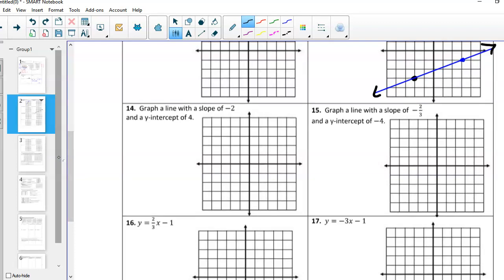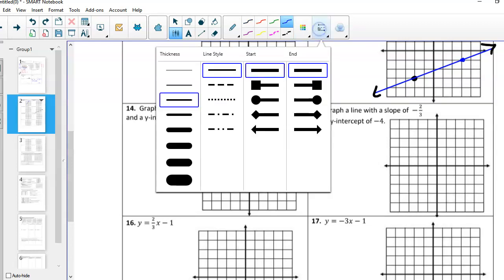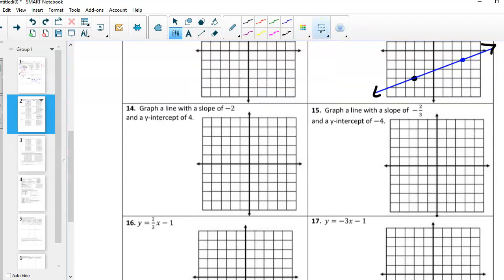You want to do 14 or 15? 15. I heard 15. Okay. For 15, if we're given a slope and a y-intercept, where are we starting? The y-intercept, so start at -4, and then you're using your slope of -2 over 3.